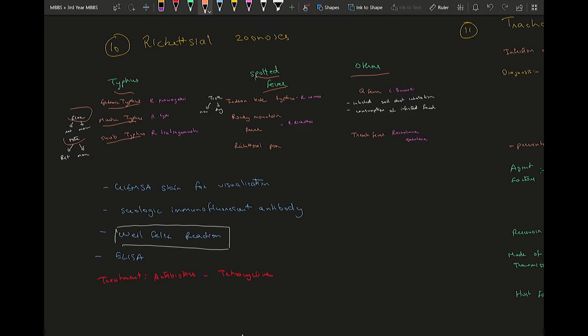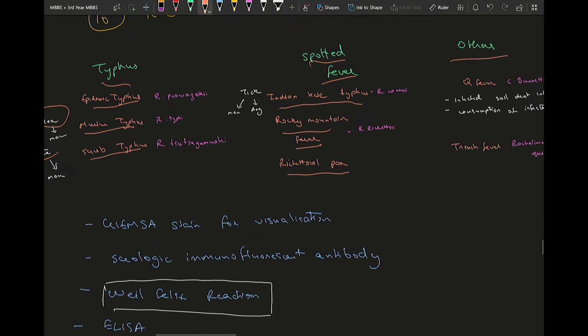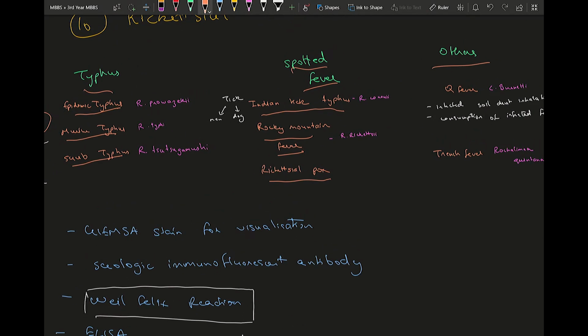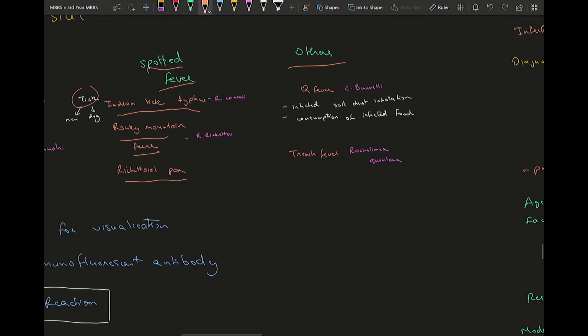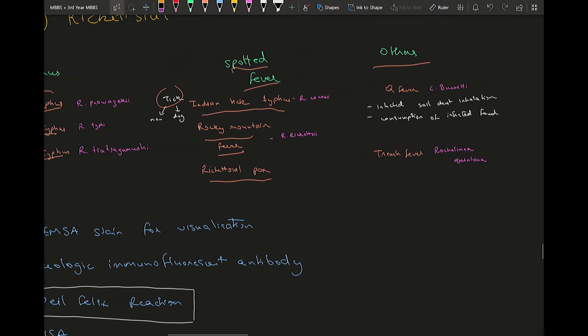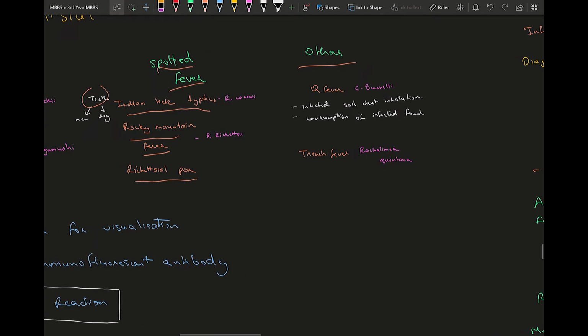And then about spotted fever, there are three important types: Indian tick typhus, Rocky Mountain fever, and rickettsial pox. Of these three, the Indian tick typhus is most important, and it's caused by Rickettsia conorii. This is due to a tick which is present in dogs. The other rickettsial zoonoses are Q fever and trench fever.